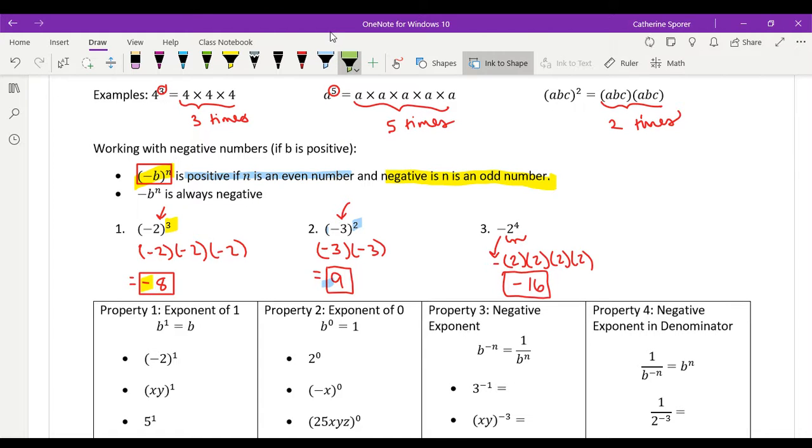However, if the problem looks like example 3, where the negative is out front, if the base itself is positive, that result is always going to be negative. So like negative 2 to the fourth with a negative out front, that result is always negative.